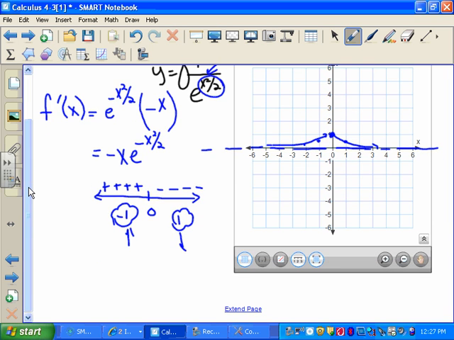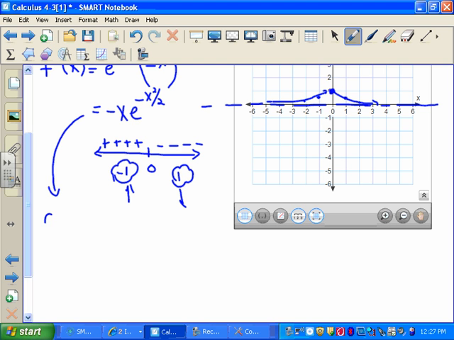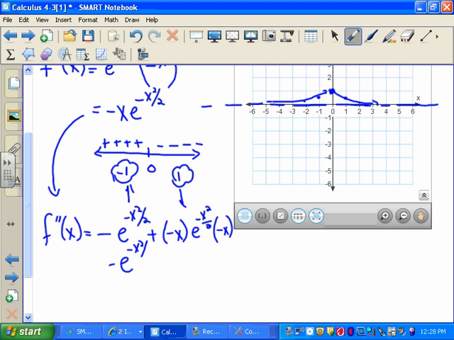The second thing I need to do is a second derivative, which means I'm going to take the derivative of the first derivative. So right here, I'm going to take the derivative of that. The derivative of the first times the second plus the derivative of the second times the first. And that's going to get me negative e to the negative x squared over 2 plus x squared e to the negative x squared over 2.